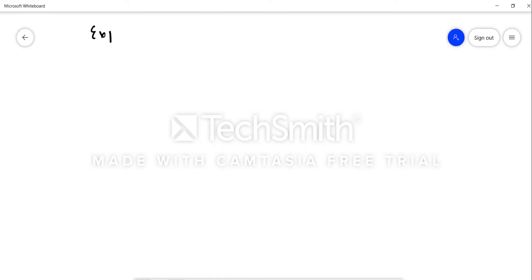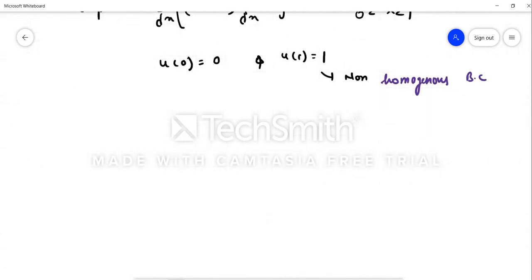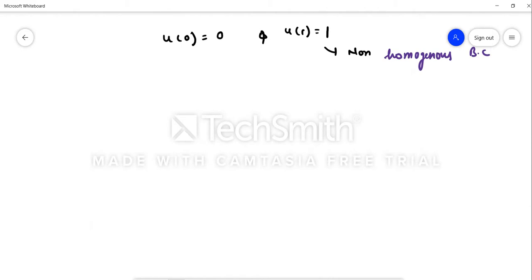Example: let's take the equation minus d over dx of (1 plus x) du over dx equals 0, where x lies between 0 and 1. The boundary conditions are u at 0 equals 0 and u at 1 equals 1. So this is a non-homogeneous boundary condition. Okay, so convert it into a homogeneous boundary condition.